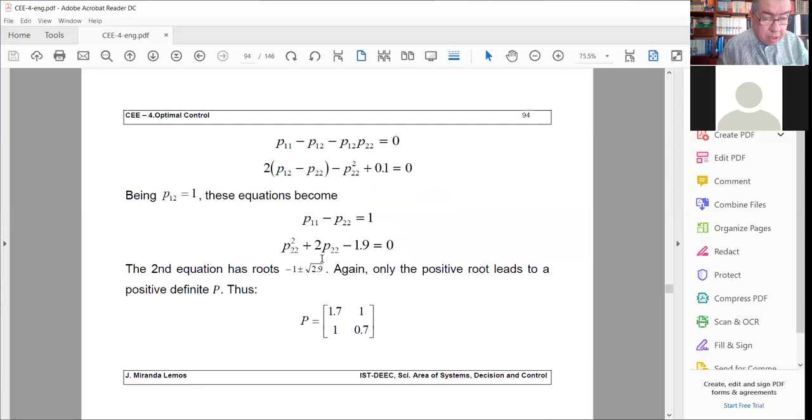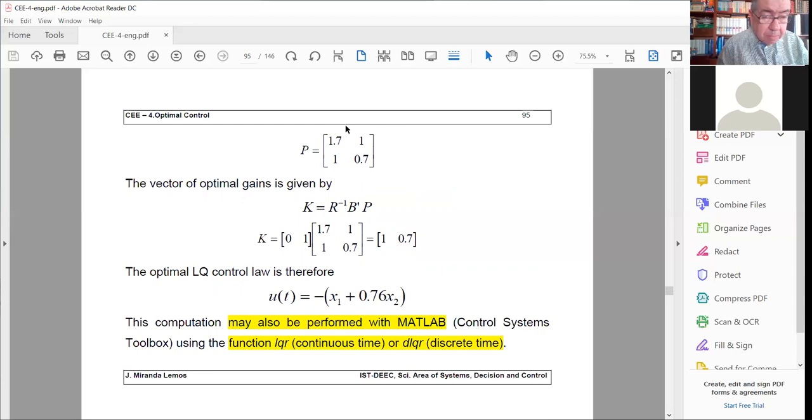And then you can check that this matrix is positive. Remember Sylvester's criterion? You just compute the first element, which is 1.7, it's positive, and then the determinant must be positive. Remember Sylvester's criterion that we have studied in a previous lecture in the beginning of the course. So once you have P, the positive definite solution of the algebraic Riccati equation, then you compute K using this expression. Remember that R is 1. B transposed is just 0, 1. So you have K, and your control is minus KX, so minus 1 times X1 plus 0.7 times X2.